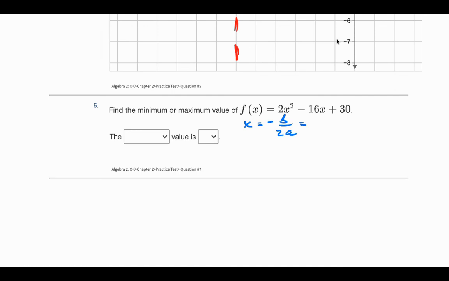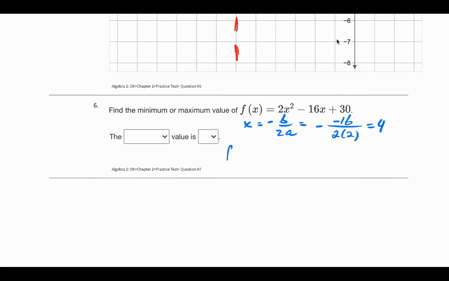And when I plug that in, I have that negative, and then I still have that negative 16. And then I'm going to have 2 times 2. Negative 16 times, well, I have 2 negatives there, so that becomes a positive. 16 divided by 4 equals 4. Okay, now that's not our maximum or minimum.